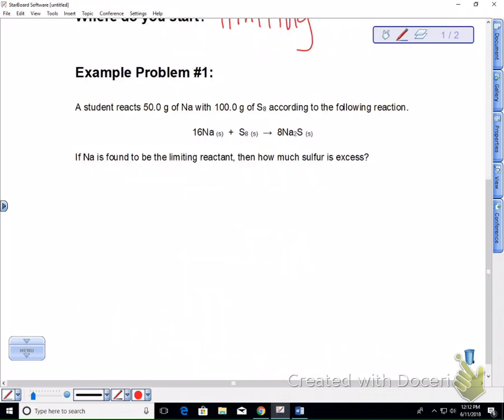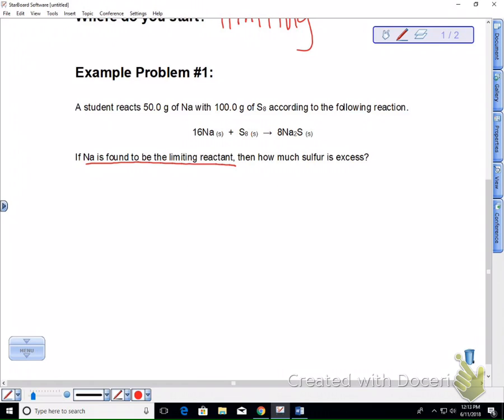Let's work an example together. A student reacts 50 grams of sodium with 100 grams of sulfur according to the following reaction. And you can see the reaction here. Sodium is found to be the limiting reactant. So we don't have to calculate limiting, we know kind of where to start. How much sulfur is excess?